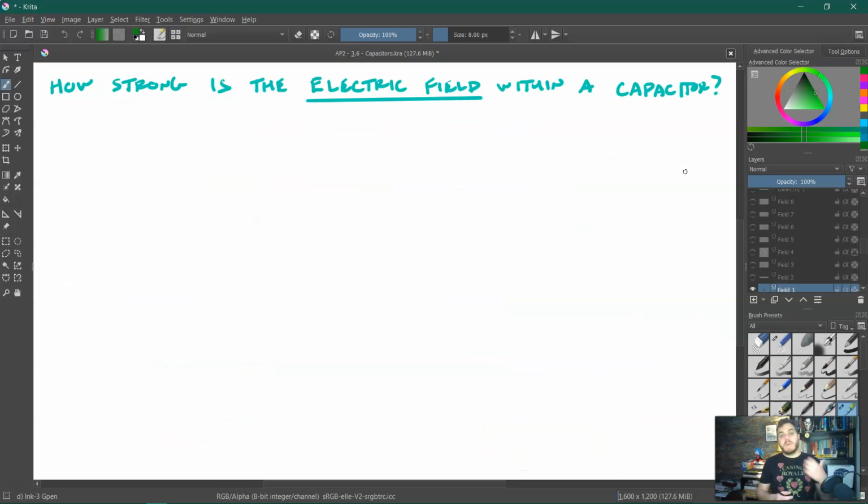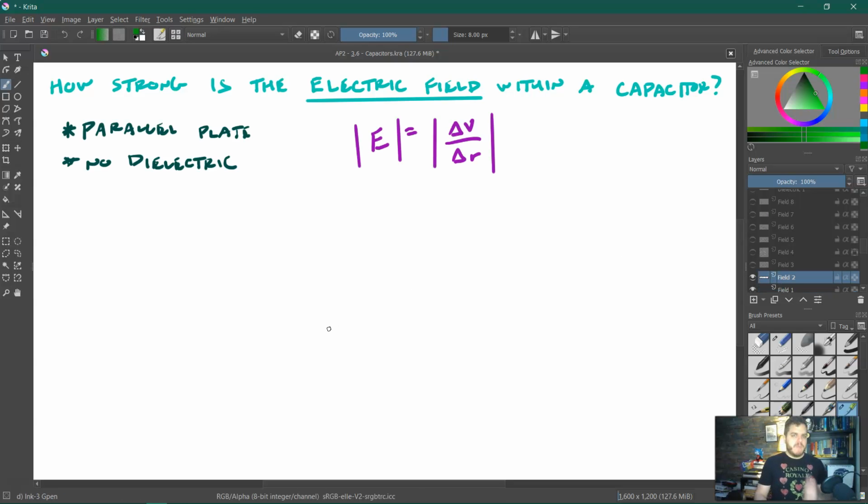Well, let's say you wanted to know how strong the electric field is within a capacitor. Now, first off, quick note, we've already learned that the electric field between these plates will be uniform, meaning that the electric force on any charged particles within the plates will also be uniform, but we still want to be able to calculate it. Now we have to make a couple of qualifiers here, which is one, this is going to be for a parallel plate capacitor again, and we're going to assume there's no dielectric, so there's nothing stuck between the plates.